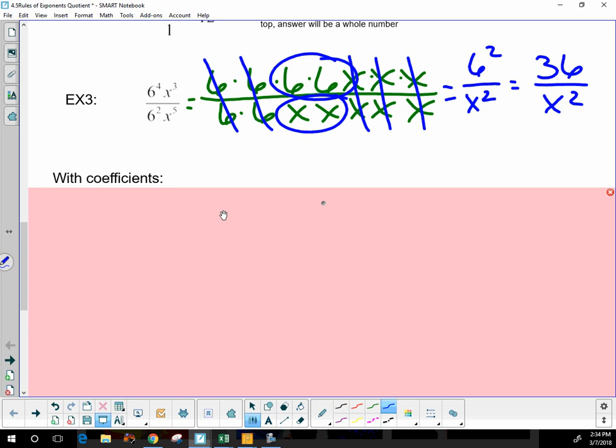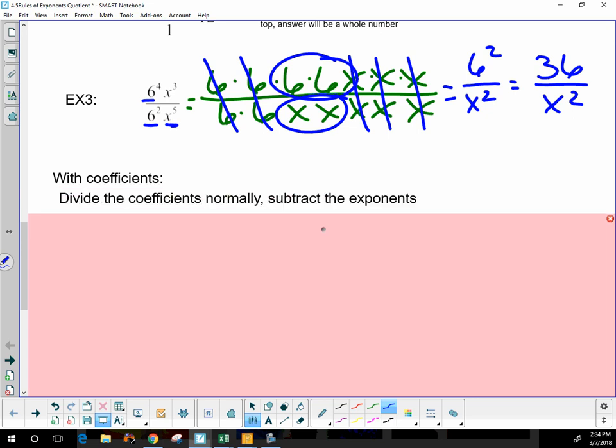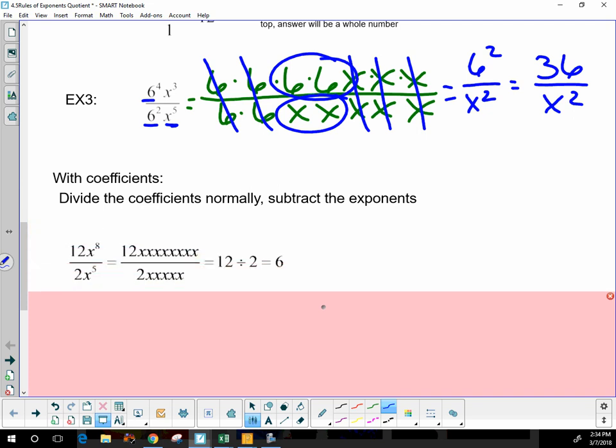So what if there's coefficients? Now this isn't necessarily a coefficient. That was just another number being taken to a power. Remember, this variable stands for a number too. So divide the coefficients normally and then subtract your exponents. Remember when we would multiply the coefficients normally? Same thing here. Whoops, I gave it all away.